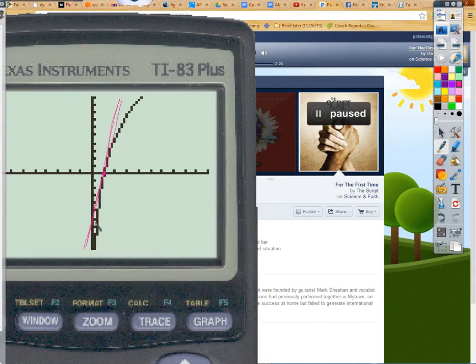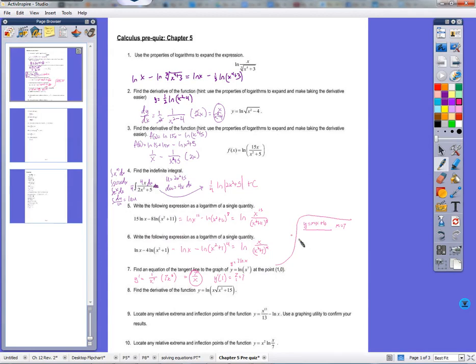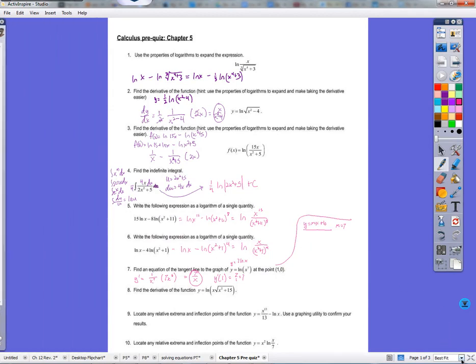Okay, so we're trying to find the y-intercept. Well, we don't know anything else about this line besides the slope and that it goes through this point. That's an important piece to remember. Okay, so let's zoom back in on this guy.